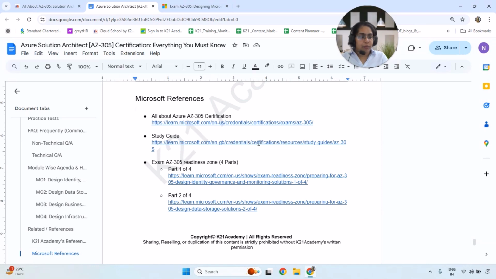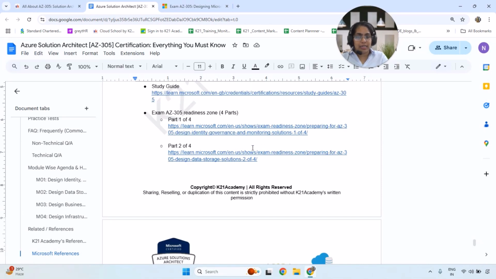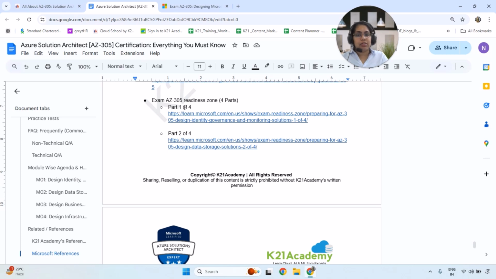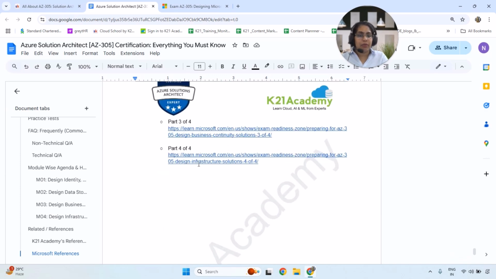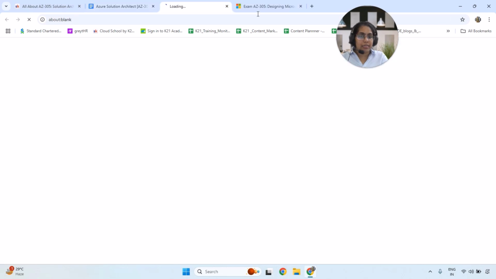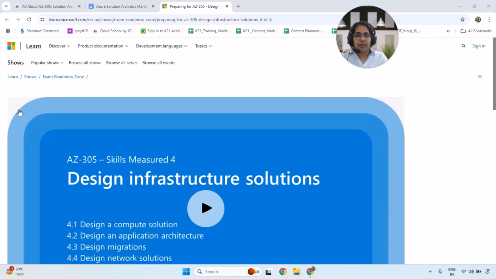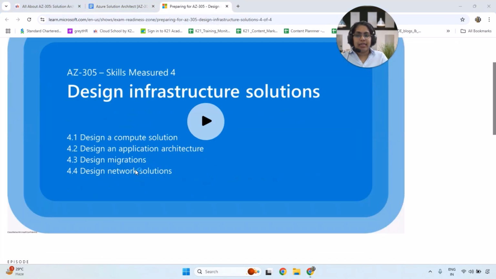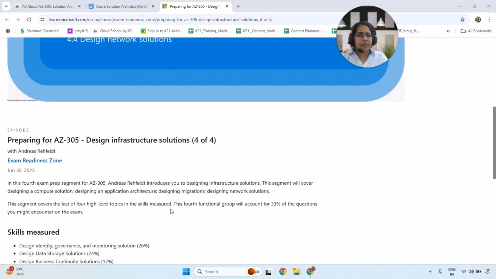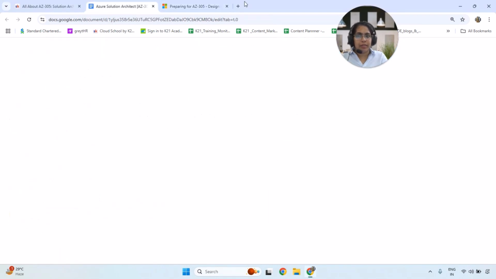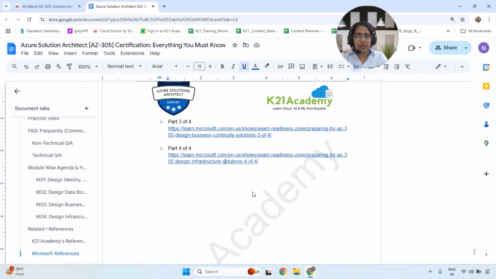Design the infrastructure solutions, and all the information, everything you can find in this particular document itself. All the access you get from here. You don't have to be worried about anything. You can simply scroll through this document and you will get all the information about what you can find where and how. Which means, in short, I would like to say that this particular document will help you to prepare from start to end for the certification. Everything you must know before you go for the AZ-305 certification, that is what this particular document covers, and I hope this is clear to all of you.